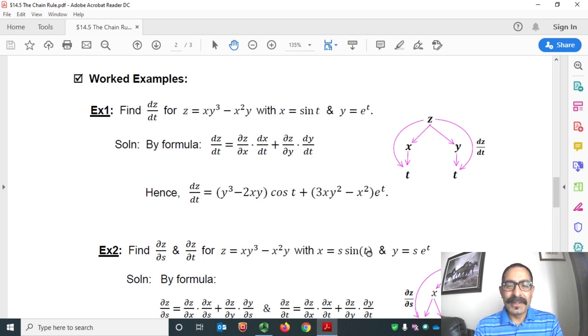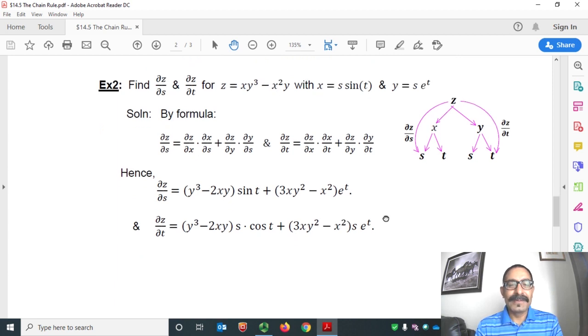Awesome. Let's move on. Example 2. Find del z over del s and del z over del t for z equals xy cubed minus x squared y, with x equals s times sine t and y equals s times e to the t. Let's begin the solutions. Let's look at the tree diagram. Here, z is a function of x and y, and x is a function of s and t, y is a function of s and t. So here we can only find the partial derivative of z with respect to s and t. Great. So then the formula is here.